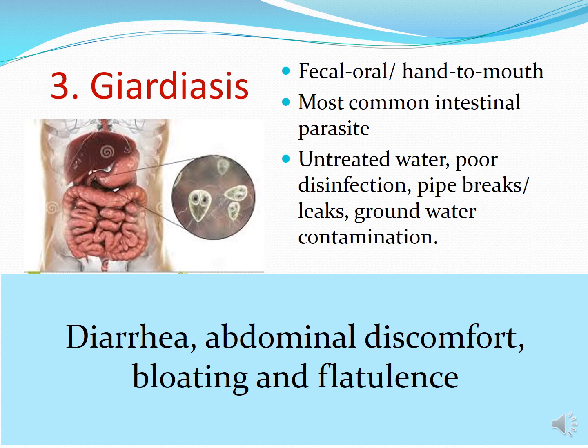The third important disease transmitted by contaminated water is giardiasis. This usually follows the fecal-oral or hand-to-mouth transmission method. It is the most common intestinal parasite present in India today, and it is transmitted by untreated water, poor disinfection, pipe breaks or leaks, groundwater contamination, etc. Once this Giardia organism settles into our GI tract, diarrhea, abdominal discomfort, bloating, and flatulence are very common symptoms.